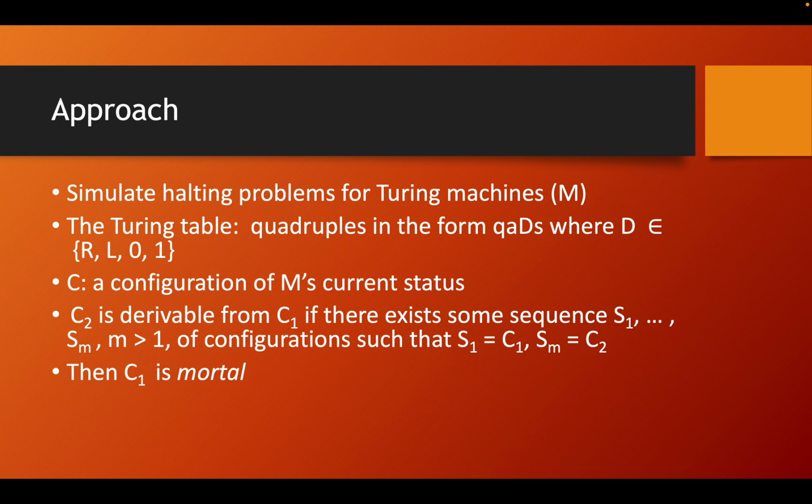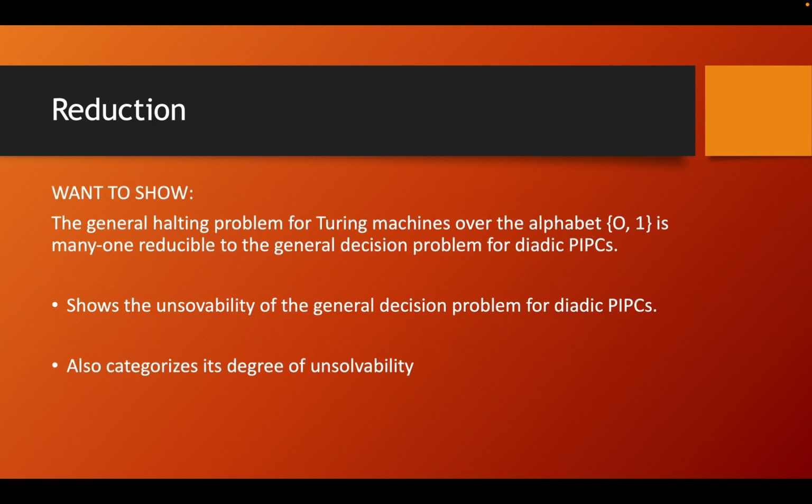encoding into it. So he uses a quad notation to simulate the Turing machine, where the Q is the current state, A is the discriminant, D can be right, left, 0, 1, and then S is the next state. C is just the configuration of the machine's current status. And then we have this little theorem that helps us: C2 is the derivative of C1 if there's some sequence S1 through SM such that S1 equals C1 and SM equals C2. Then we can call C1 mortal. It's going to be important for reduction.